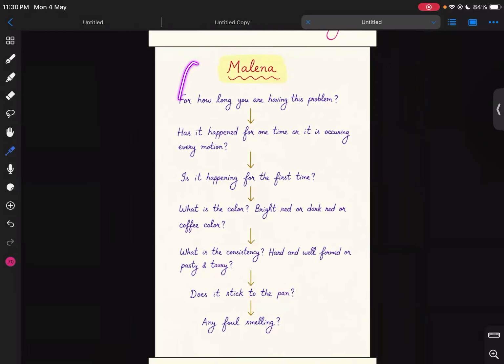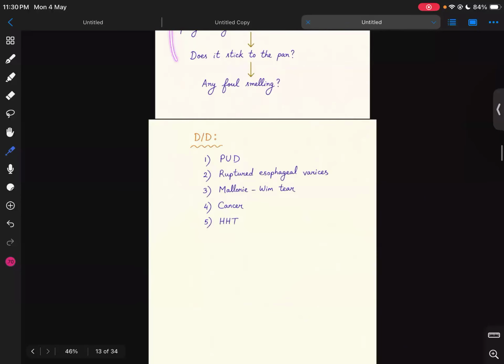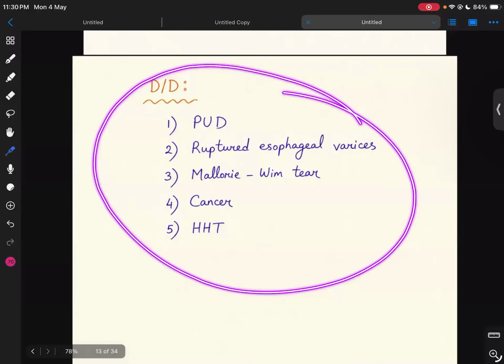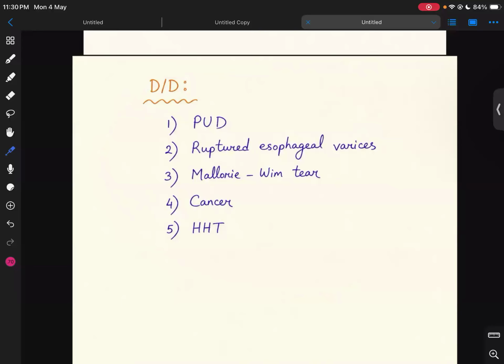After asking the initial questions, we can jump into the differential diagnosis, which is going to be the same as hematemesis. They are peptic ulcer disease, ruptured esophageal varices, Mallory-Weiss tear, cancer, and hereditary hemorrhagic telangiectasia. We have discussed what should be the screening question for each in our previous prompt.